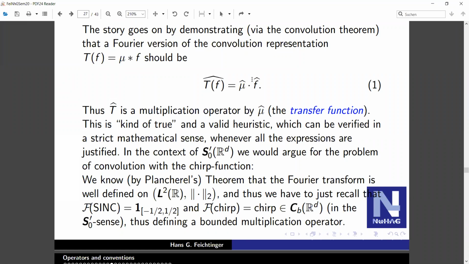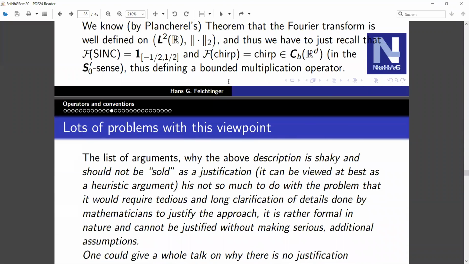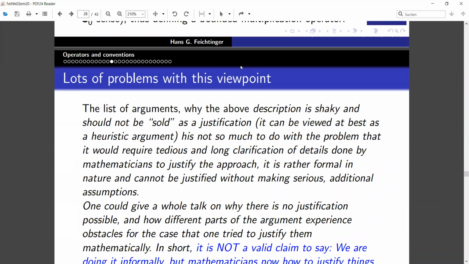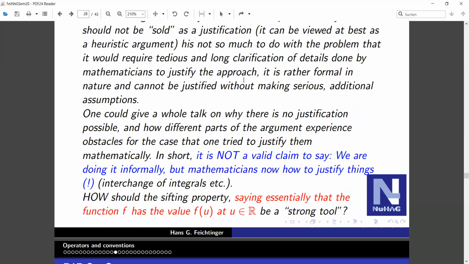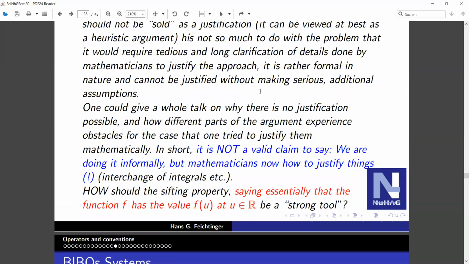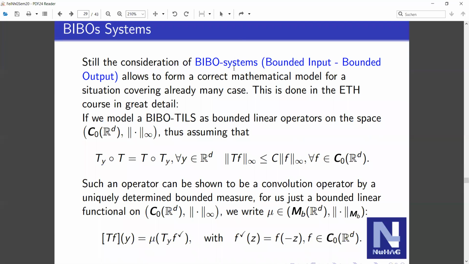So we have thousands of questions, and it's not as if, as engineers kind of pretend, mathematicians can fix this approach. I think, and I'm saying it now in a way which is maybe too strong, that it cannot be saved. So we have to take it only as a motivation, and that's actually the starting point of the course. I'm saying, well, we have to make sure that we really can put the delta into the system, and the good way to do it is to study BIBO systems.